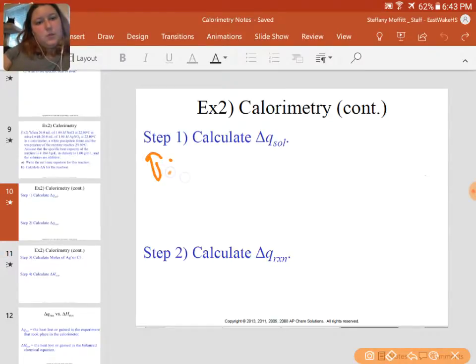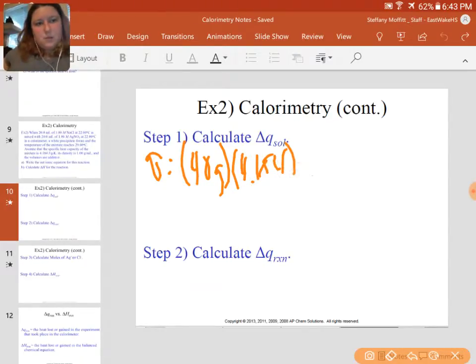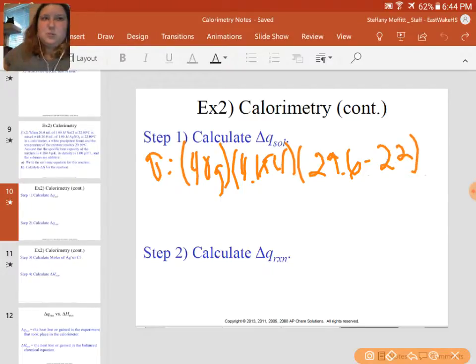So Q equals 40 grams times our C, which they said was 4.184, times our delta T, which is 29.6 minus 22.